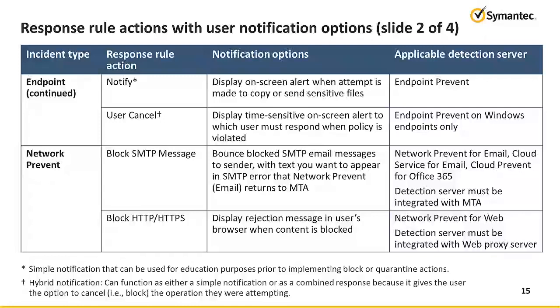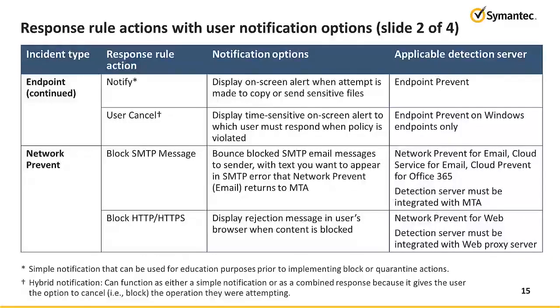Additionally, you can add a user cancel option, which will display a time-sensitive notification to the user when a policy is violated. The user will have a limited amount of time to decide to ignore the policy violation or not. If the violation is ignored, the data transfer completes and an incident is created. If the violation is not ignored, the data transfer is stopped and an incident is still created. If the user does not make a decision in the allotted time, the data transfer is automatically blocked and an incident is created. You could provide a reason for the notification, as well as options for the endpoint user to provide a justification for their action.